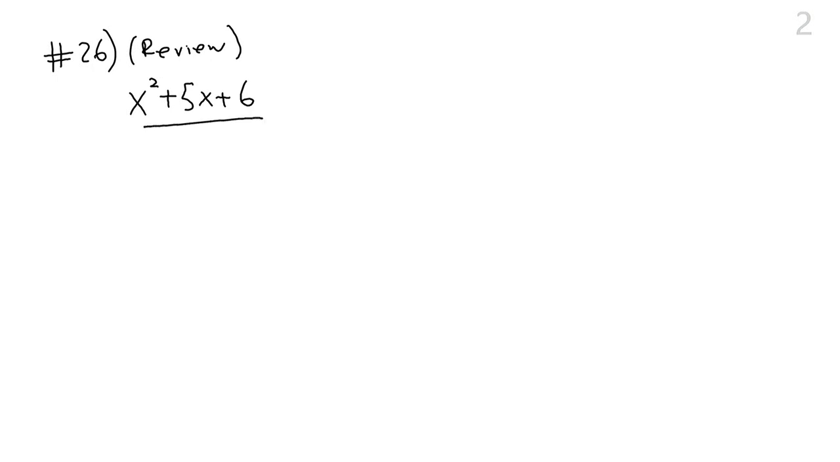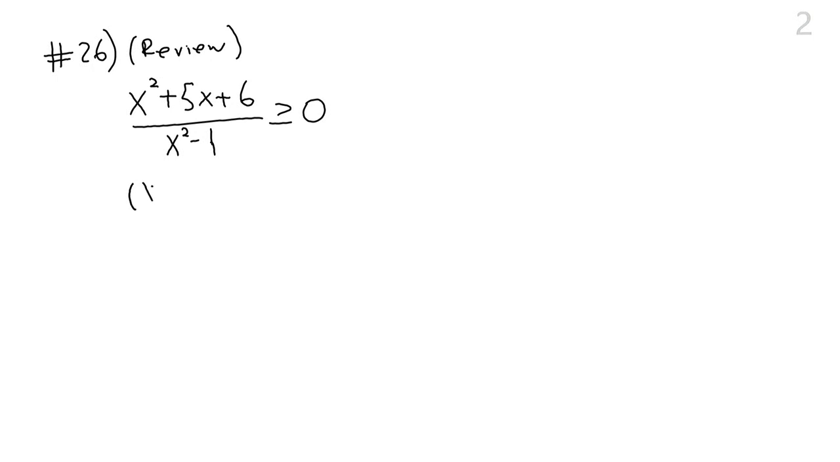Next, we're going to do a rational inequality. The rational inequality in number 26, from the review. We're asked to solve this inequality. This inequality is already set so that it's greater than or equal to 0, so we don't need to rearrange it, but we do need to factor it.